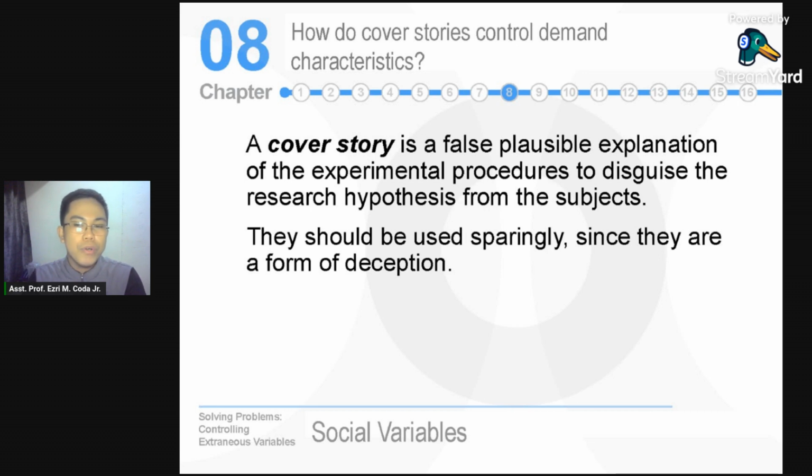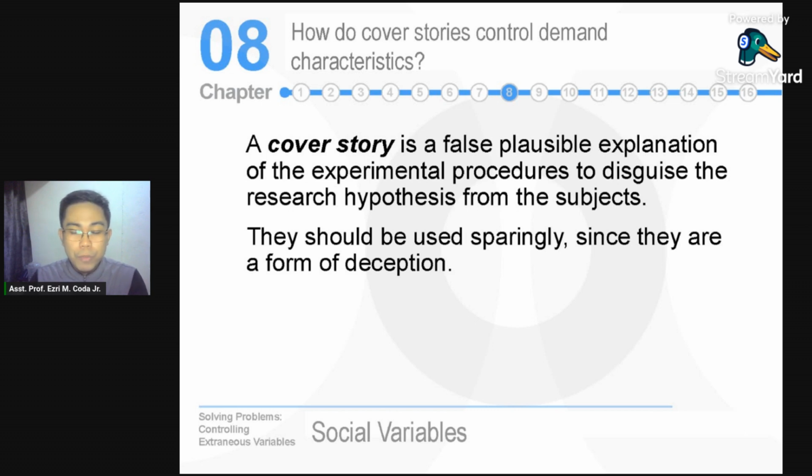Now, how do cover stories control demand characteristics? Yung cover story natin ngayon dito is napakalaga because these are false, plausible explanations of the experimental procedures to disguise the research hypothesis from the subjects. So, minsan hindi nila kailangan malaman yung ating hypothesis, and by giving them a cover story, even though it's false, even though it's deception, they need to believe them so that hindi maapektuhan or hindi ma-alter yung kanilang behavior kasi di nila alam kung paano yung ine-expect from them.